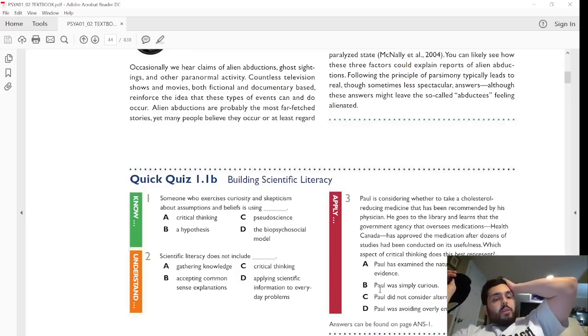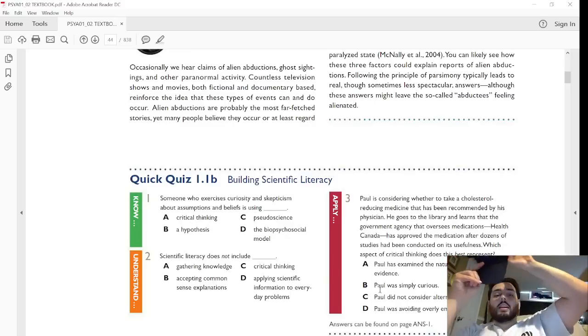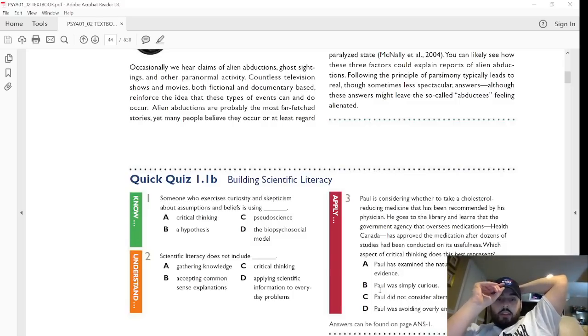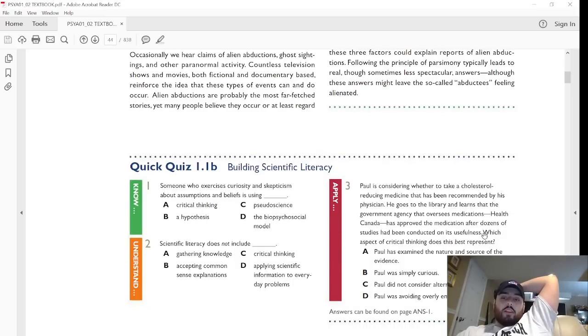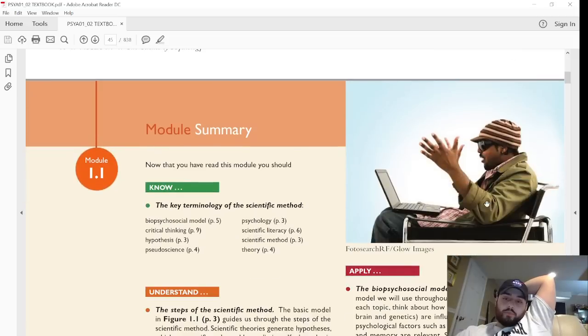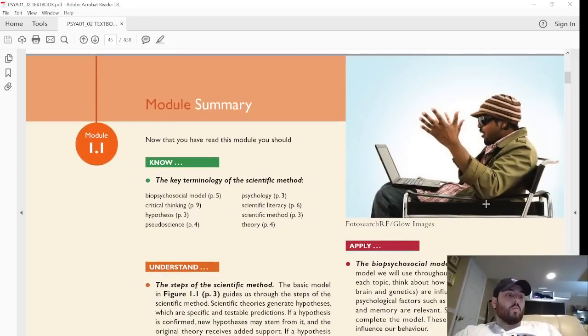So we can do a little quiz here again. I can leave this up here on the screen for you all to take a look at, and then I can always drop the answers down below, right? So someone who exercises curiosity and skepticism about assumptions and belief is using critical thinking, in my opinion, but I'll get to the right answer. Scientific literacy does not include, you can answer that. And then there's a scenario question here. I won't read it because it's too much, but if you pause the video and go through it, it's really good practice. And obviously I can post the answers for everybody. So that's the ending of 1.1.